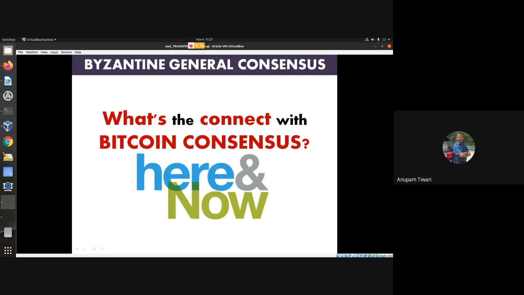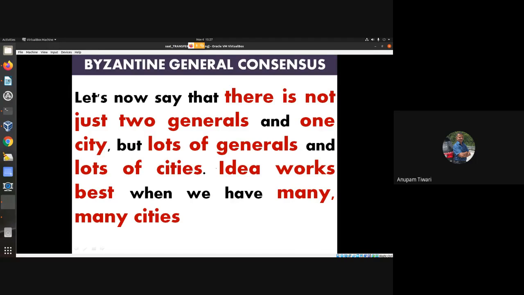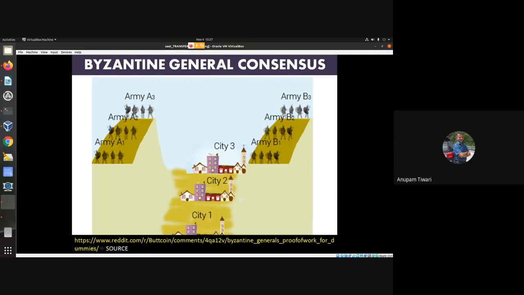So what's the connect? Whatever story I have explained till now, what is the connection between that and consensus, and what these kings are fighting for? Now, let's say that there are not 2 generals and 1 city, but a number of generals and a number of cities. The idea works best when we have many cities. Now, replicate that scenario of 2 armies and 1 city.